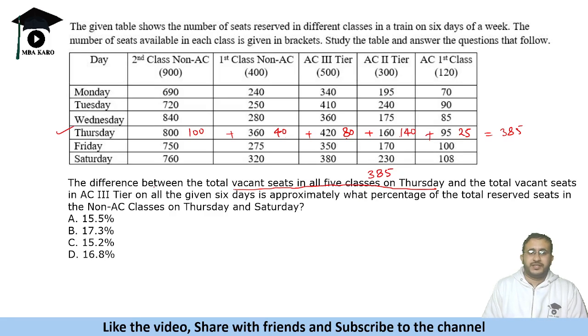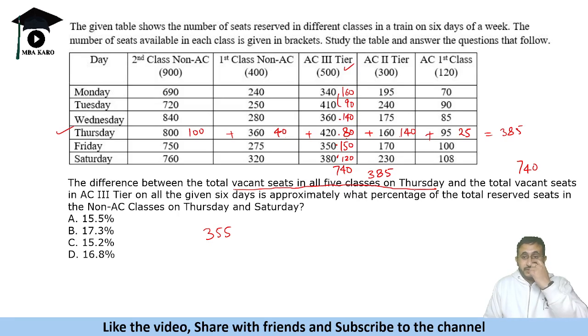Total vacant seats in AC3 tier on all given 6 days. This is 160, 90, 140. This is 150 and 120. Again, add कर लेते हैं 250. Let's see, 250 plus 150, 400. 400 plus 200, 600, and 740. This is 740. So the difference comes out to be 355.